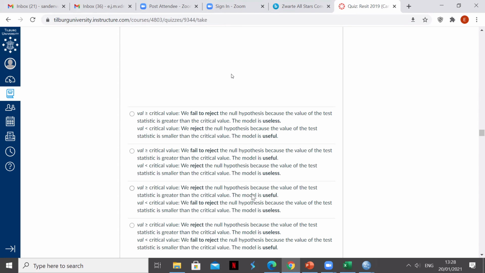Is this true? If we reject it, is the model then useful? Yeah, that's true. Because if we reject H0, that means that at least one of the coefficients is not 0, and thus it has an effect. Thus the model is useful. And this one is right. And this is wrong, because here it says then the model is useless. So by just comparing them and looking at the parts, you can find out which is correct.